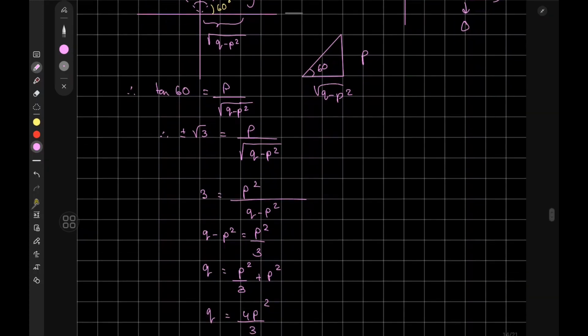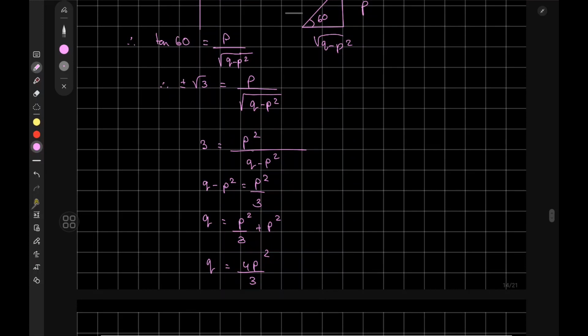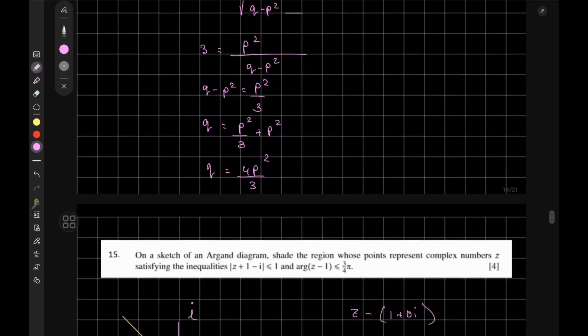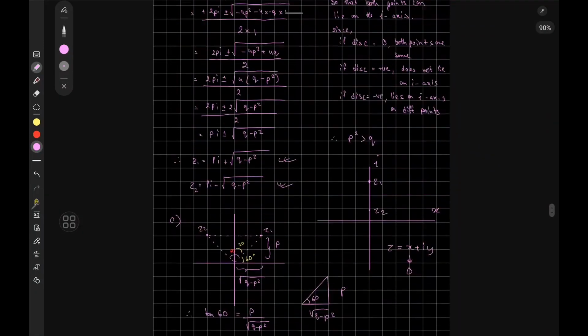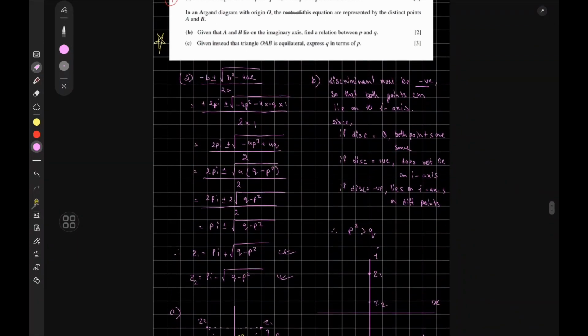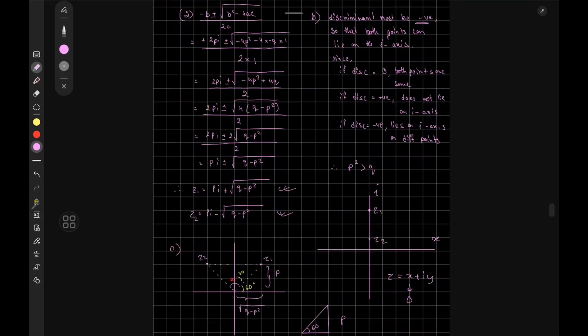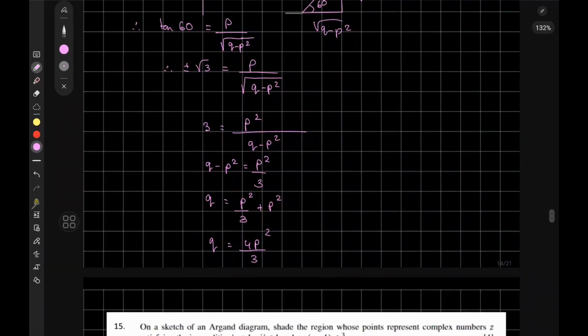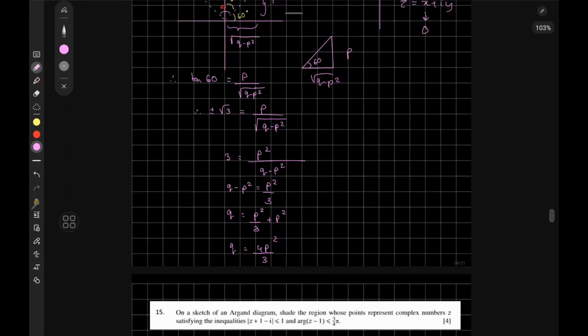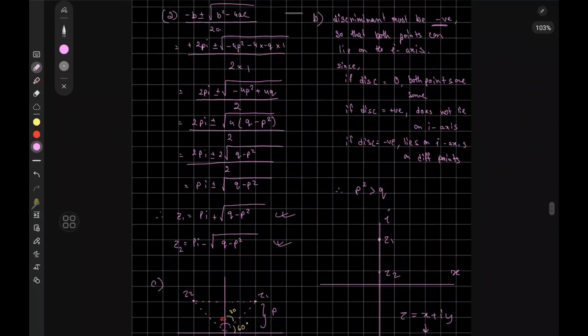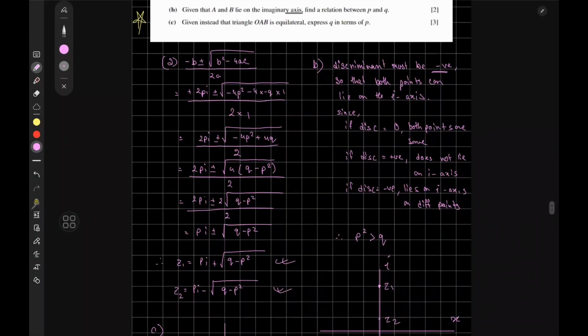Now you can take square on either side and remove the plus minus and the roots. So you get 3 is equal to p square by q minus p square. Now you can make q the subject and you get the expression for q. This is exactly what they wanted. They said express q in terms of p. So we have expressed q in terms of p.